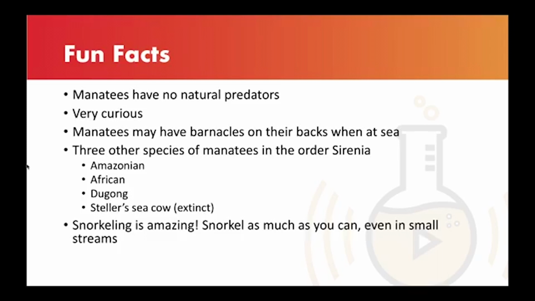There are 3 other species of manatees in the order Sirenia. There's the Amazonian manatee, which lives in the Amazon and off the coast of Brazil at the Amazon Delta. There's the African manatee, which lives off the coast of South Africa. And there's the dugong, which is actually not a manatee, but we'll throw it in there. And those live off the coast of Australia and the Indo-Pacific Oceans. And there's one other, the Steller sea cow, which is extinct.